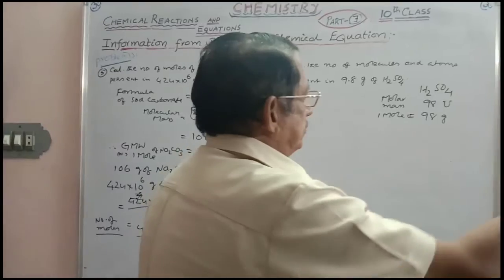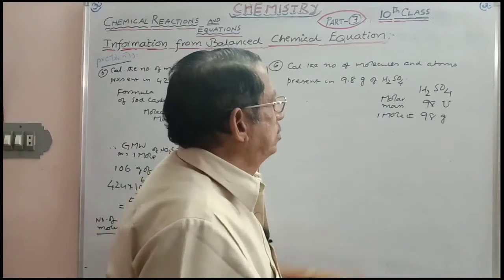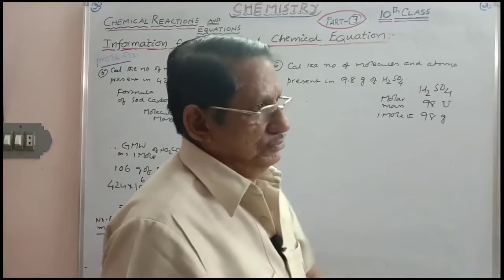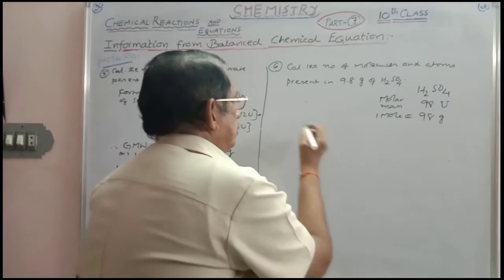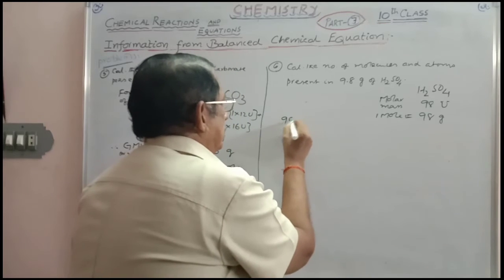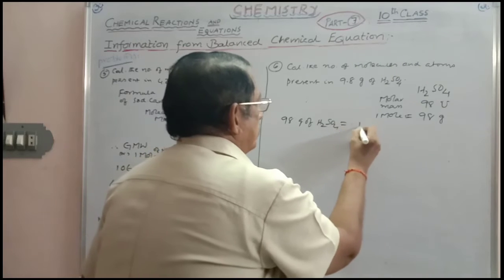And molecular weight is expressed in grams. This is also called molar mass. That is called mole. 1 mole of sulfuric acid is equal to 98 grams. How much is given here? 9.8. So here you can simply write 98 grams of sulfuric acid is equal to 1 mole.